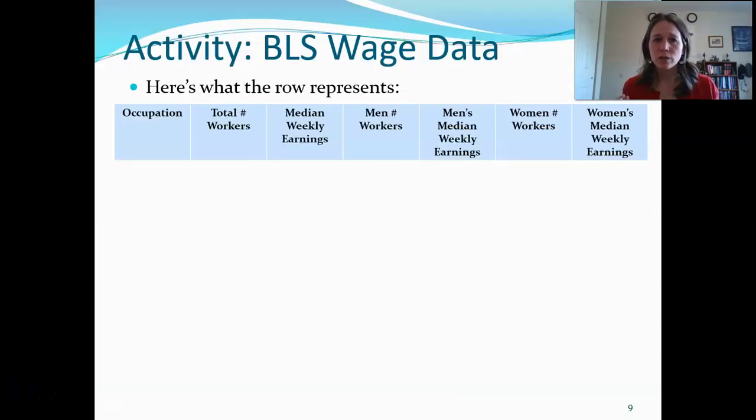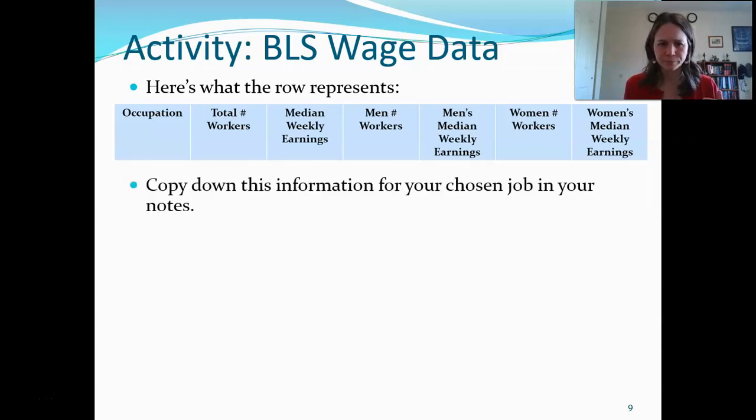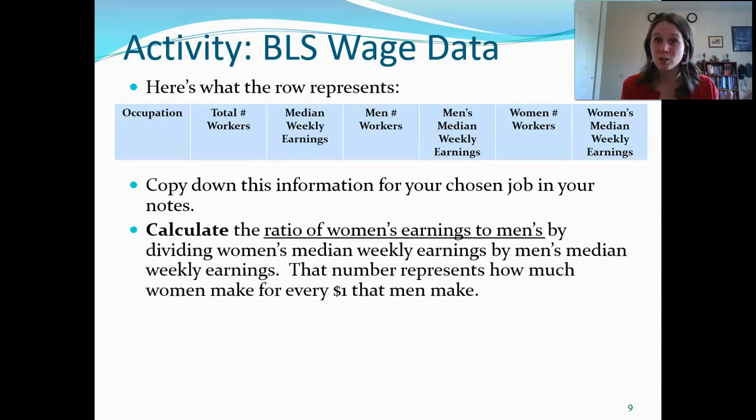So you're going to want to make sure that you write down everything from that row. So here's what the row represents. The first thing is the occupation, then the total workers, median weekly earnings for all the workers. Then we've got the men workers, men's median weekly earnings, women workers, the number, and women's median weekly earnings. Again, the number of men and women and total workers are in thousands, but you can keep them just as they are here. The percentages will still be the same.